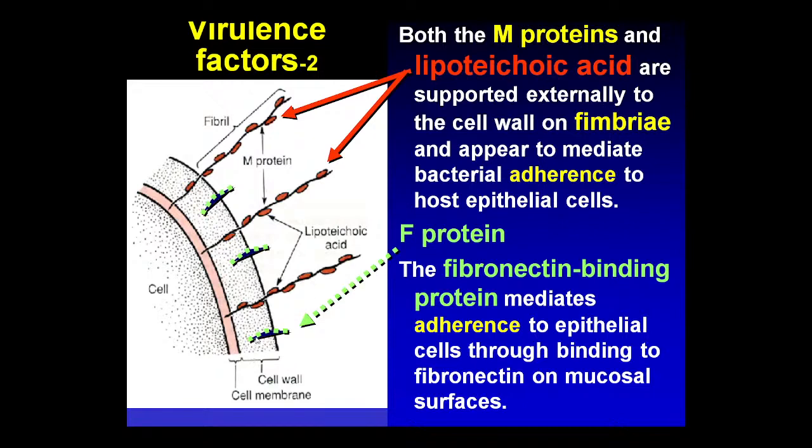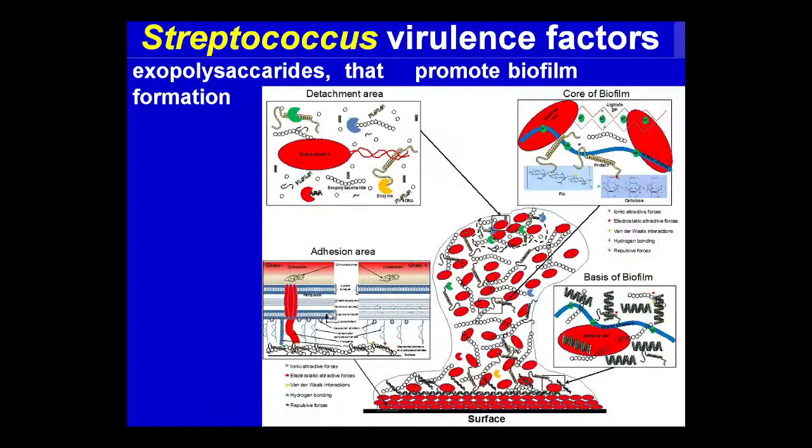Then one more type, F proteins, can be incorporated into the cell wall of streptococci. This is the F fibronectin-binding protein, which also mediates adhesion to epithelial cells through binding to fibronectin on the surfaces. And streptococci are also very important members of biofilm formation on the surface of human tissues or artificial materials like catheters.